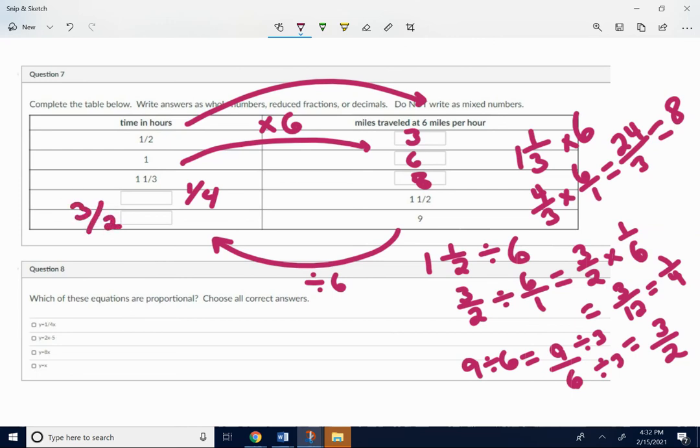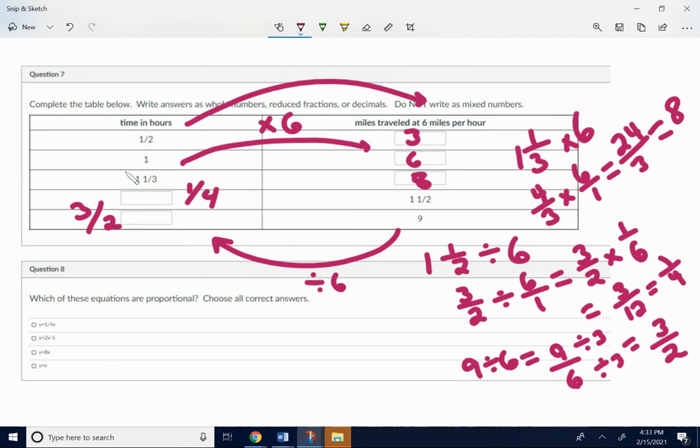Guys, if you wrote it as 1.5, I did go back and give you credit because I realized students told me that I did have mixed numbers in my original problem. Okay, that's really confusing if I'm giving you mixed numbers and then I tell you not to do mixed numbers. Okay, so I did give you credit for that.